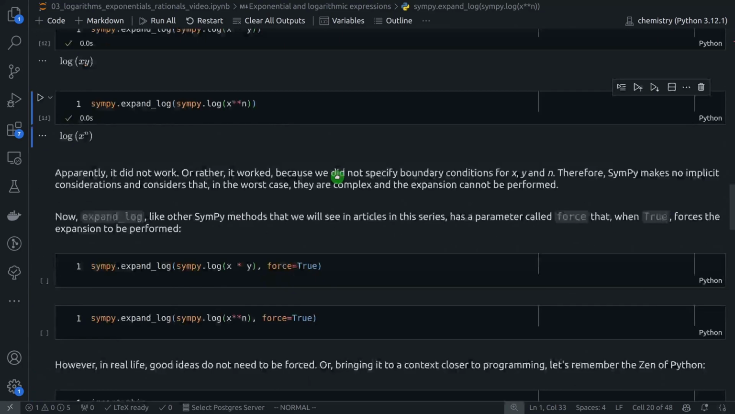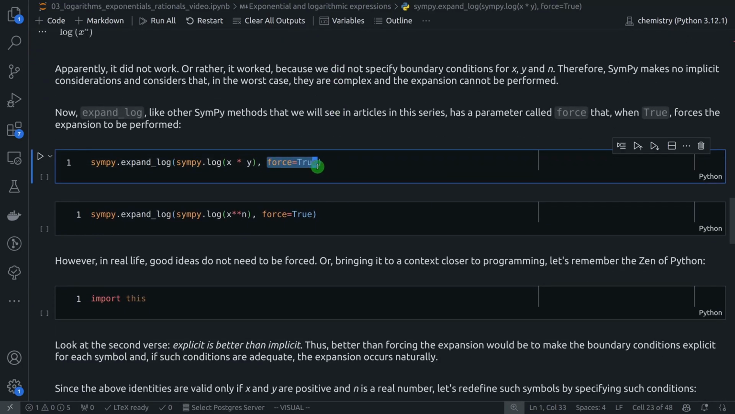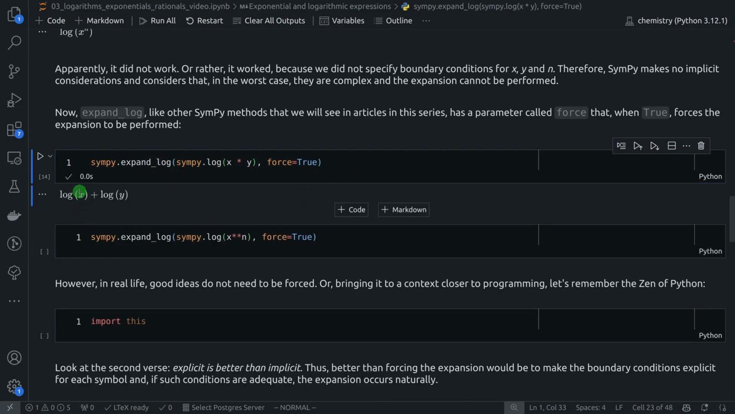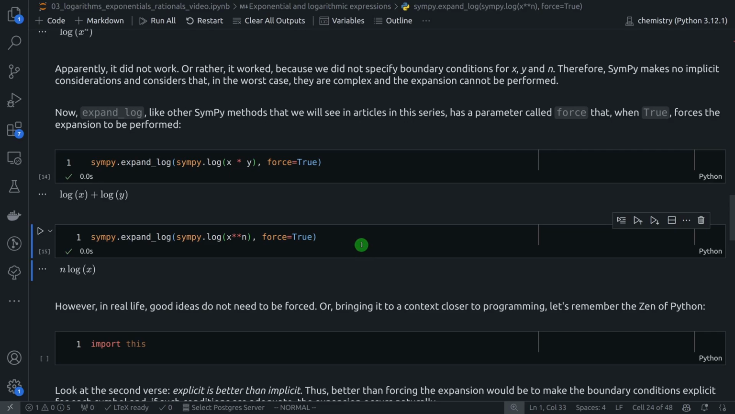force the expansion using this force parameter in the expand log function. So now you have the sum for the first expression and the multiplication for the second one. But please avoid the use of force. It's not good to force things, you know?